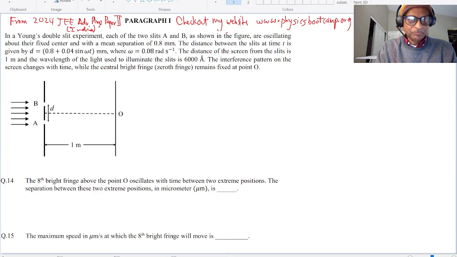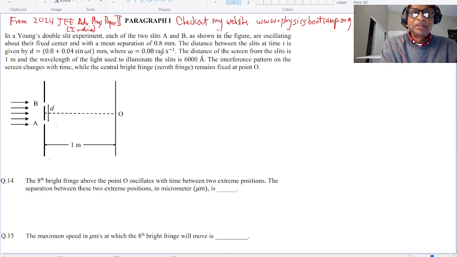All right, so this is a classic problem, except that it is made a little bit more interesting by adding some more detail. You don't really think about slits moving around. You think of slits as fixed, but you can think of them as being fixed at any particular time.